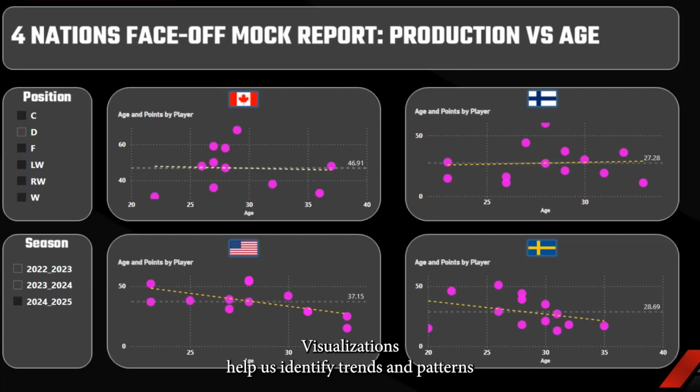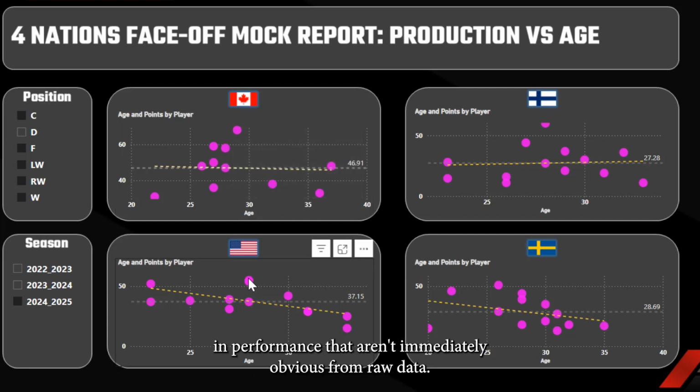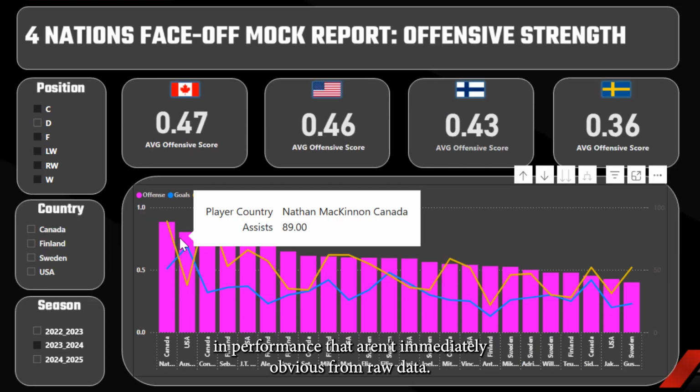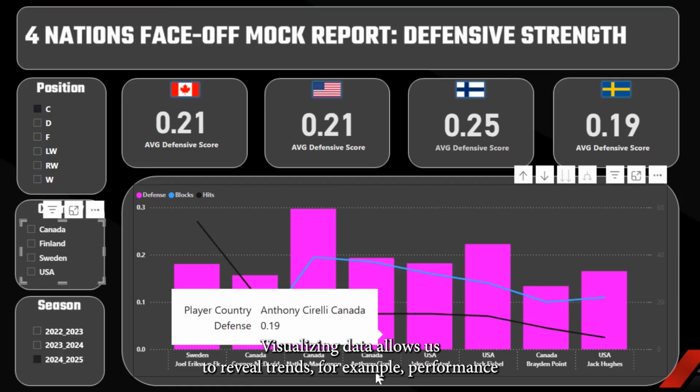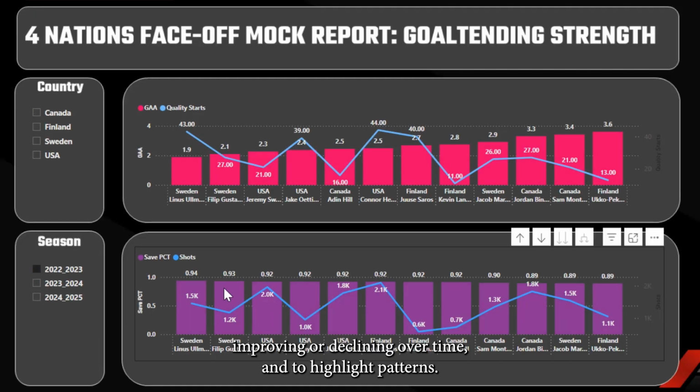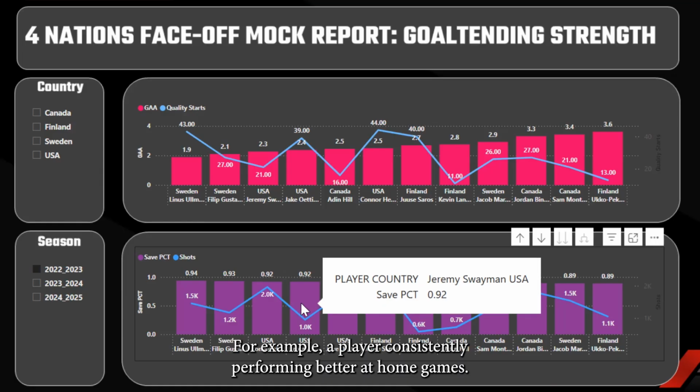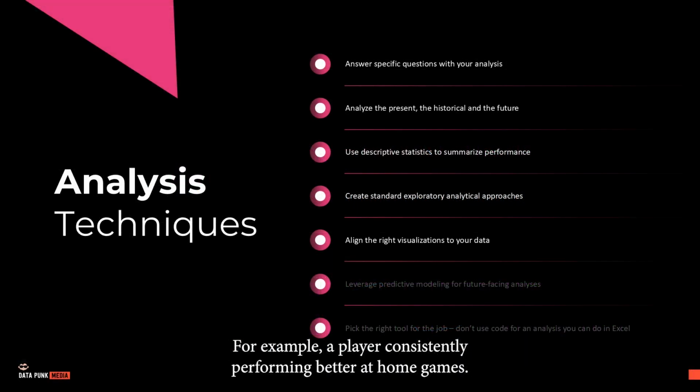Visualizations help us identify trends and patterns in performance that aren't immediately obvious from raw data. Visualizing data allows us to reveal trends, for example, performance improving or declining over time, and to highlight patterns, for example, a player consistently performing better at home games.